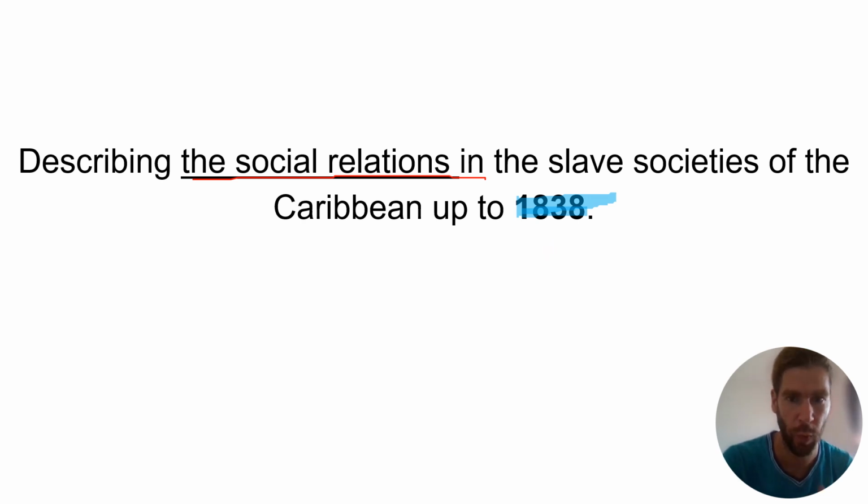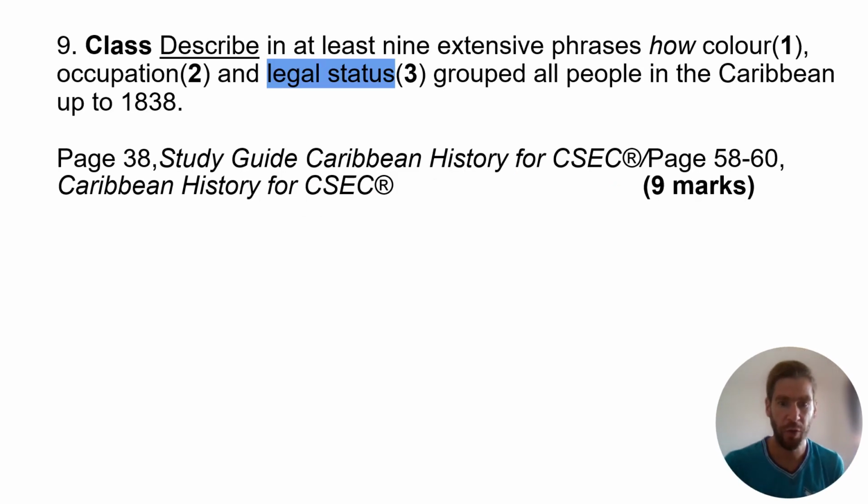Now let's look at our question that I've thought of, connected to this objective. Describe in at least 9 extensive phrases, thinking about your grammar, thinking about your words, thinking about your spelling, a capital and a period at each end of a phrase, how color, occupation, the job you had, and legal status, how the law regarded you, grouped all people in the Caribbean, again, up to the year 1838. We've talked about that just a few seconds before.